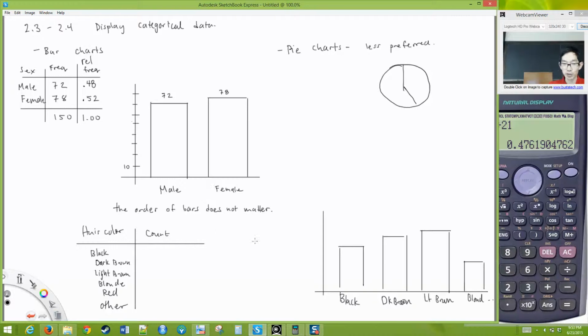And of course, you need to have a scale on the other axis, okay? So 10, 20, 30, 40, 50 to establish how many people you've got. Okay? Yes? How did you get the 0.48 on the relative frequency? Oh, to get 0.48, I did 72 divided by 150. Okay? Turn it into a percentage.